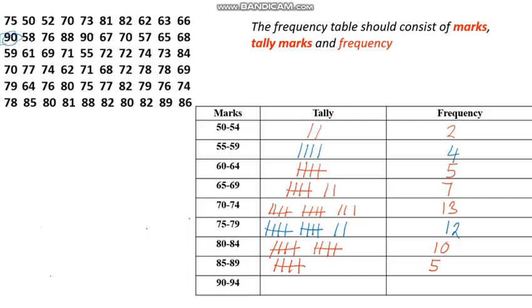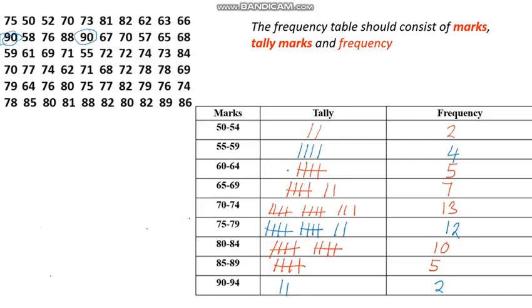From 90, 1, 2. Okay, what else? 90 to 94. So the highest number here was 90. So it just ended up to 94. We see if we have pupils who got this range. So here they are only how many? 2. That's the tally mark. Then the frequency will be 2.